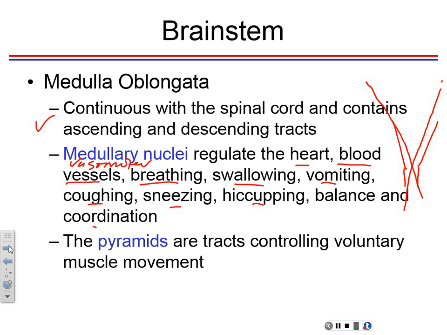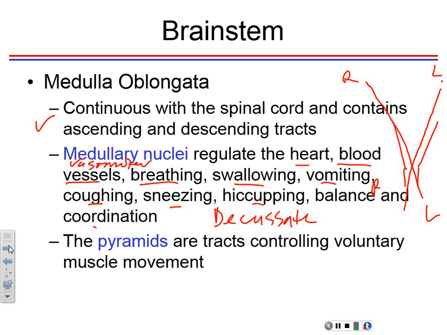Okay, decussate is just a fancy term that means to cross. Okay, so which means the right part of the brain controls the left part of the body. And the left part of the brain controls the right part of the body. Okay, so if I was to injure my right lobe, I will affect function in my left. If I was to injure my left lobe, okay, then you get the deal. I will affect the other side.